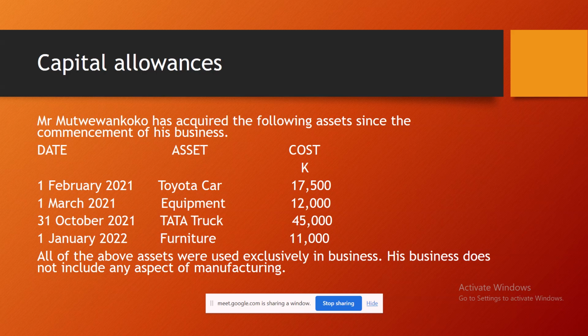So here we have a simple example. We have Mr. Mutwewankoko, who has acquired the following assets since commencement of his business. So we are given the assets involved. We have on 1st February 2021 a Toyota car.